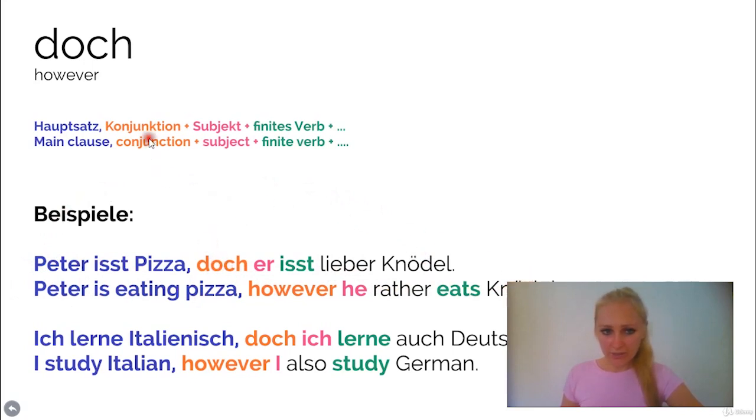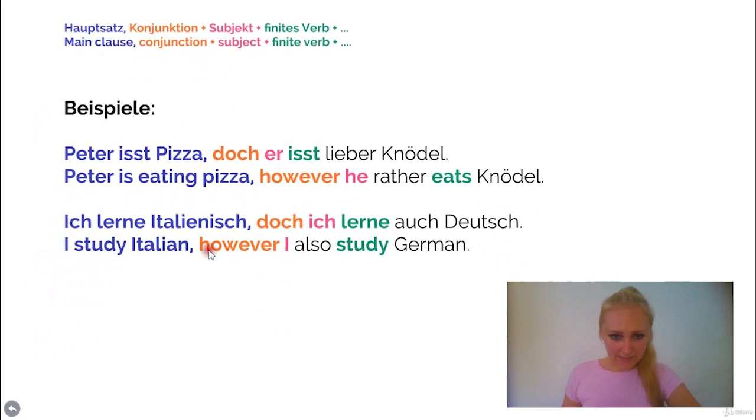Doch, the conjunction, as you see here in orange. Then comes the subject, er, then isst. This is the conjugated verb, right, as you see here in green, and then comes the rest of the information in the sentence. Peter isst Pizza, doch er isst lieber Knödel. Here the verb isst, make sure when it's about eating, it comes from the verb essen. That's the infinitive form of that verb. It's essen, it's irregular. If you start conjugating it, it is isst, which means he eats. If it was written just with one s, it would mean he is. Isst with just one s. Here it's about essen, so you need to put a double s here.